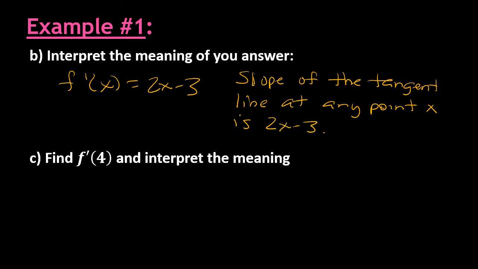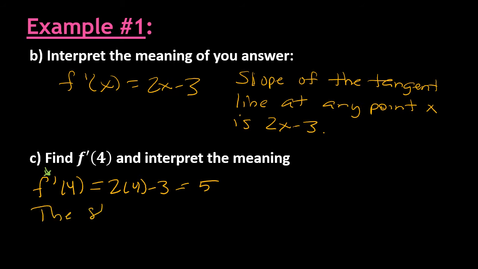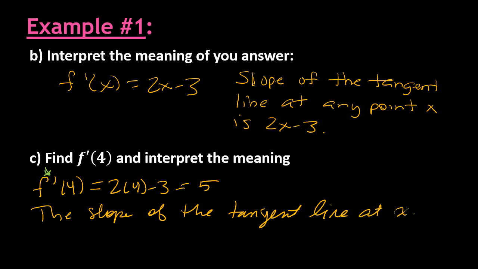All right, so if we want to find f prime of 4, that means we're going to take 4 and we're going to substitute in the first derivative. And yes, putting this little prime notation right here is super important. So we're going to take 2 times 4 minus 3. So 8 minus 3 is 5. So what that means is the slope of the tangent line at x equals 4 is 5.